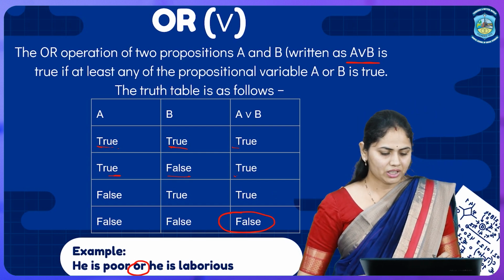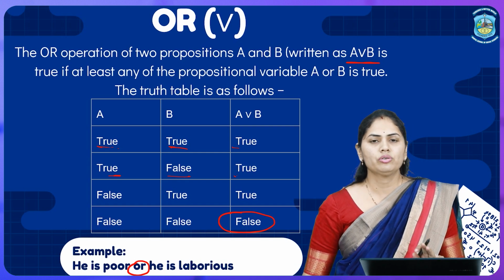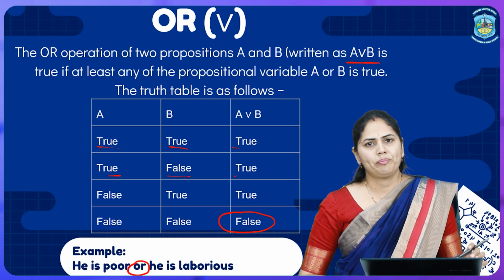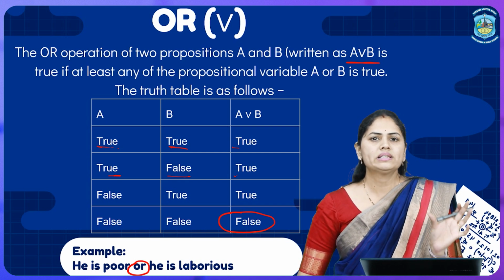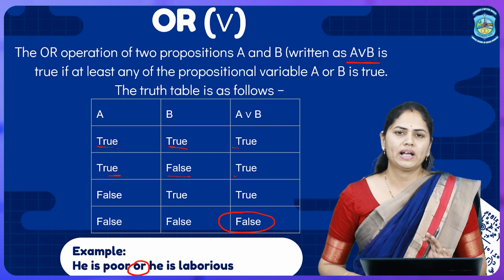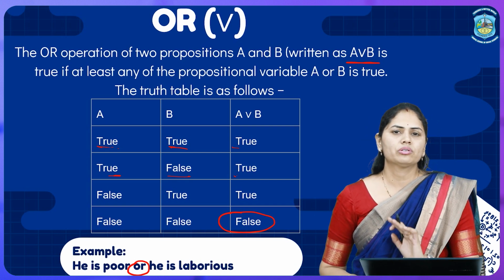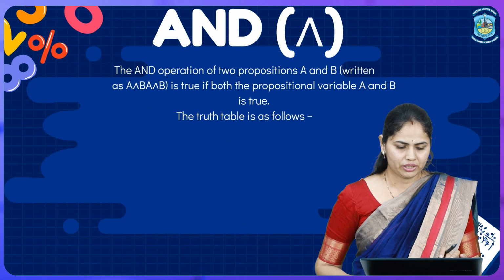If the first statement is false and the second is true, then its value will be true. So, we simply need to remember one thing: in the OR operation, if both the statements are false, then only we will get the truth value false; otherwise, if any of the statements is true, we will get the truth value as true. Next is the AND operation.